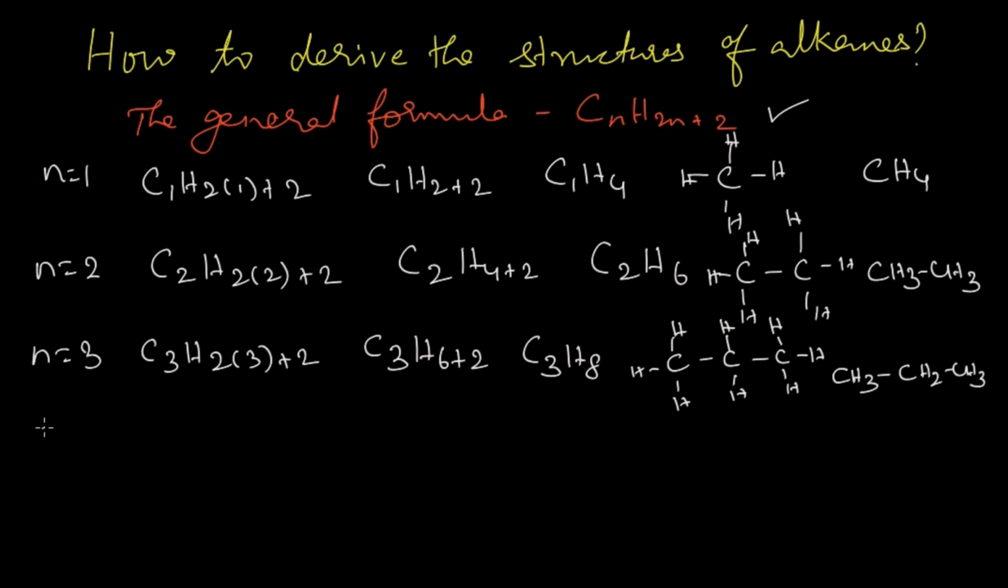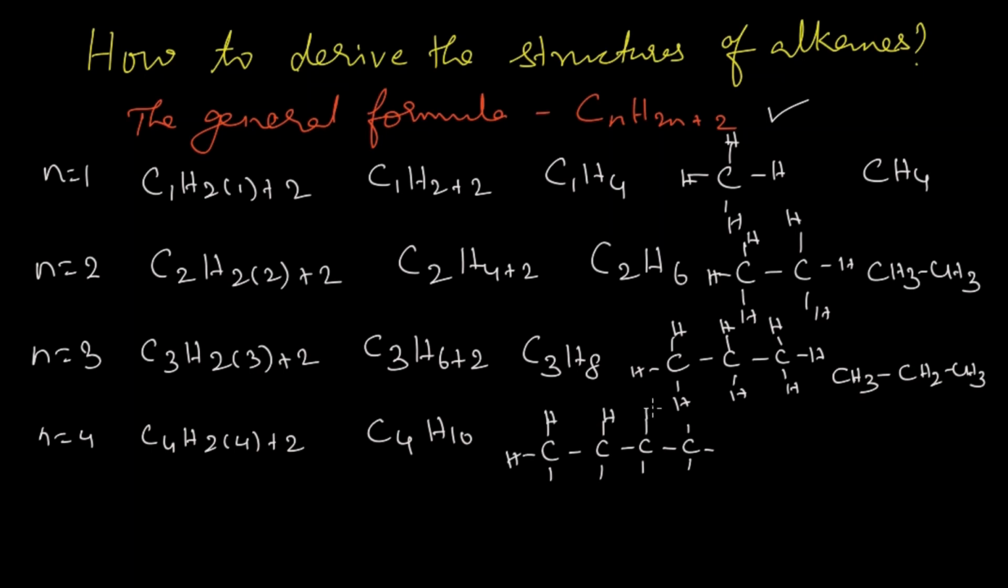Okay. Now n is equal to 4. C4H(2 into 4 plus 2). I'm just minimizing one step. C4H10. Okay. Now write it. 1, 2, 3, 4 carbons. And each carbon should have 4 bonds, and all those bonds should be filled with hydrogen. You just count the hydrogen, it will be exactly 10. There is no doubt in that. And now we just write it. CH3, CH2, CH2 and CH3.